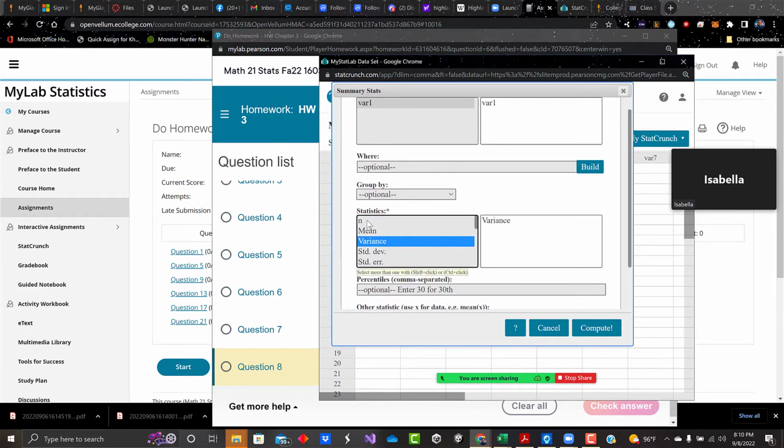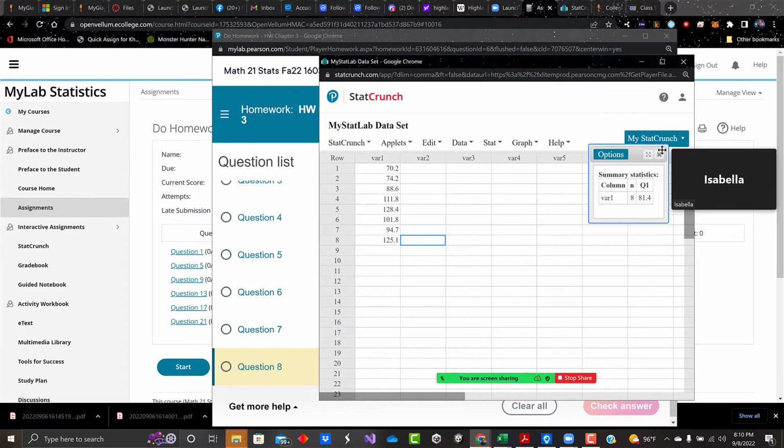So you let go of Control, roll down to where you want, then hold down the Control. You got to hold it down. Click Q1. And do stuff that way.